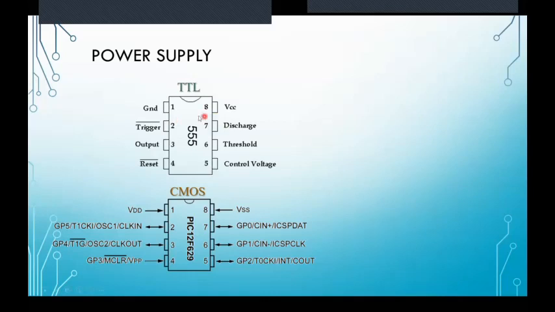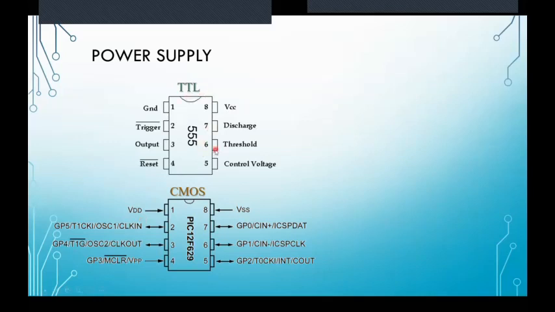So for the TTL logic ICs, the power is connected on the VCC pin and ground is connected on the ground pin. But for the CMOS ICs, you do not have a VCC pin. Instead of that, you have a VSS pin. So what is the meaning of this VSS? And you have a VDD pin.